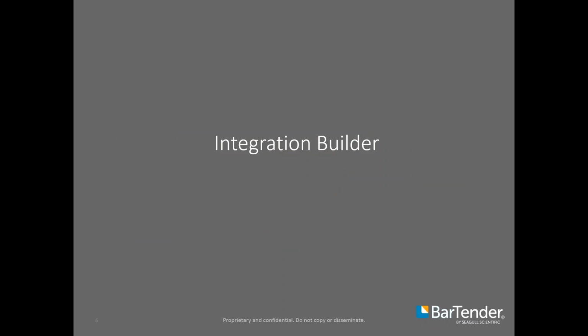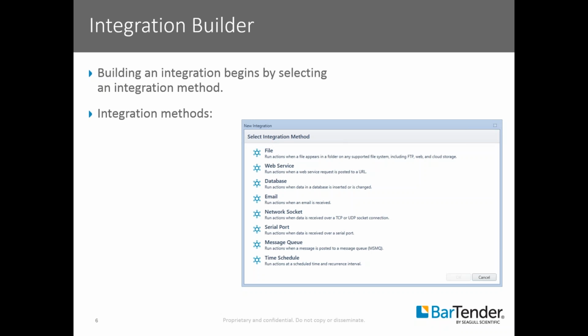So we're ready to build a new integration or test one, right? The first step is to open the integration builder. This is a very powerful tool that will house all your designing and testing of the integrations that you build. You will begin by selecting the integration method that you need. This is what's going to trigger your integration to occur. You have all the options you see available, but today we're going to create some simple examples of a file integration, a database integration, and a web service integration. And we'll talk more about that in a little bit.